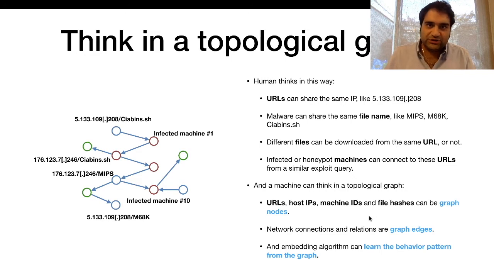Creating such a graph, this representation will help us apply known algorithms in machine learning for graphs. An embedding algorithm, for example, that we are using here, can help us learn the behavior patterns existing in such a graph, which will be really helpful to estimate the true relations between different pieces of the knowledge.